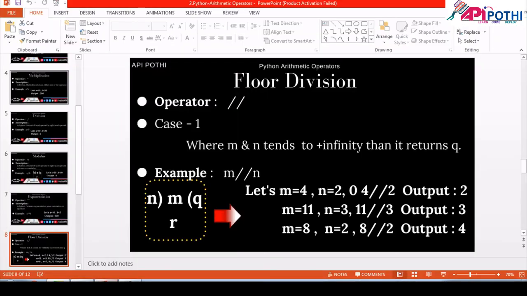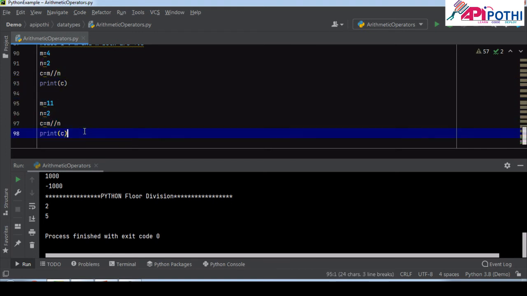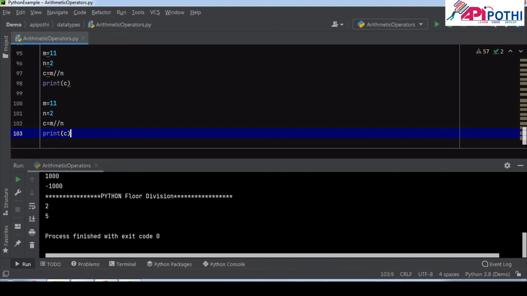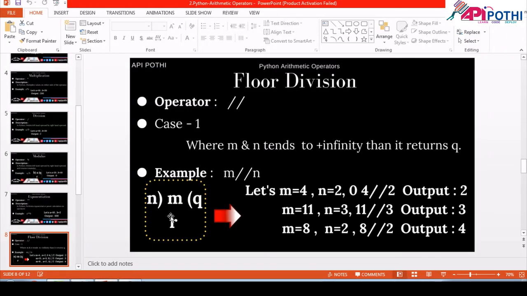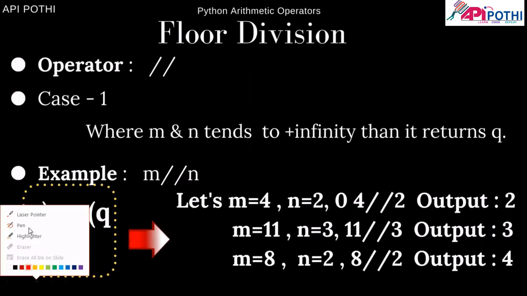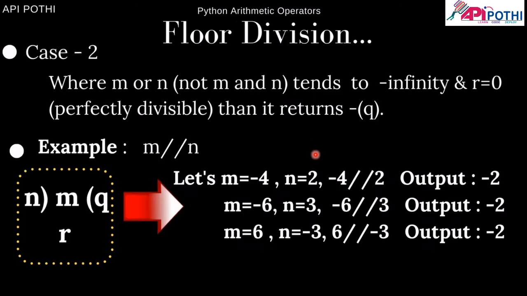Okay, another case is the same, 8 floor division 2. One is perfectly divisible, another one is not perfectly divisible. Basically only these two ways will come. But anyhow, let's put 10 divided by 8. So it should give 1. So the first case we understood: where m and n both are positive, then for floor division we are only interested in calculating q, the quotient, not the remainder.